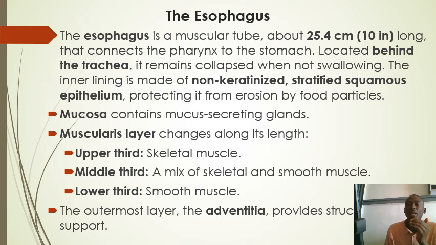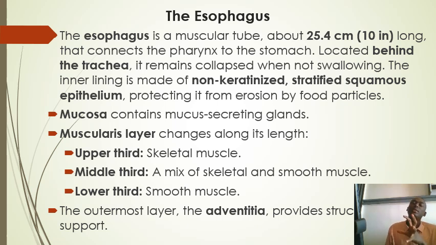So then we move to the esophagus. The esophagus is a muscular tube that connects the pharynx to the stomach. It is located behind the trachea, and it remains collapsed when not swallowing. The inner lining is made of non-keratinized stratified squamous epithelium, protecting it from erosion by food particles.